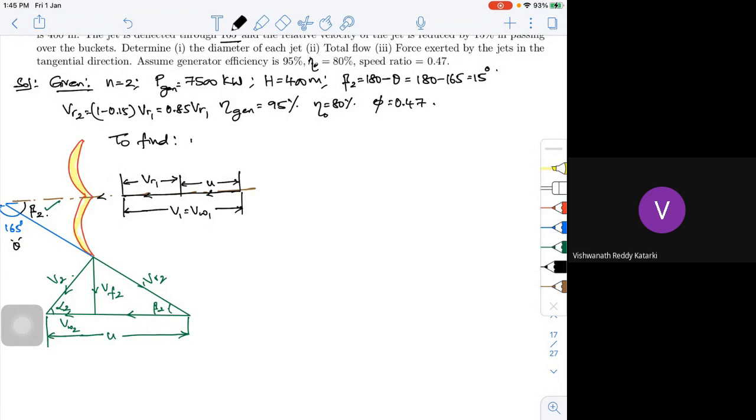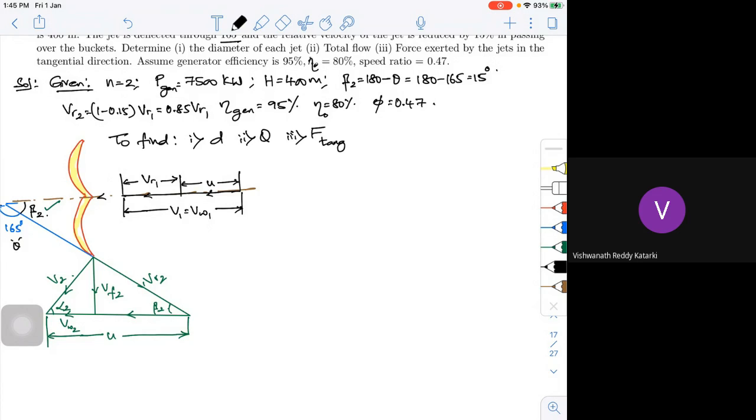Okay, the first thing you have to find is the diameter of the jet. The second one is your discharge. The third one is the force exerted by the jets in the tangential direction. Let me call that Ft or F tang, or whatever it may be.